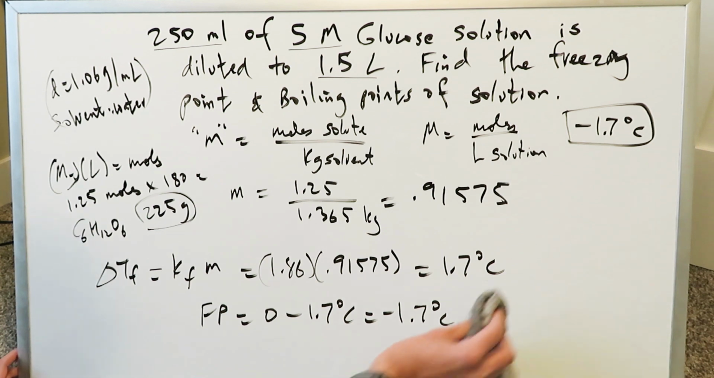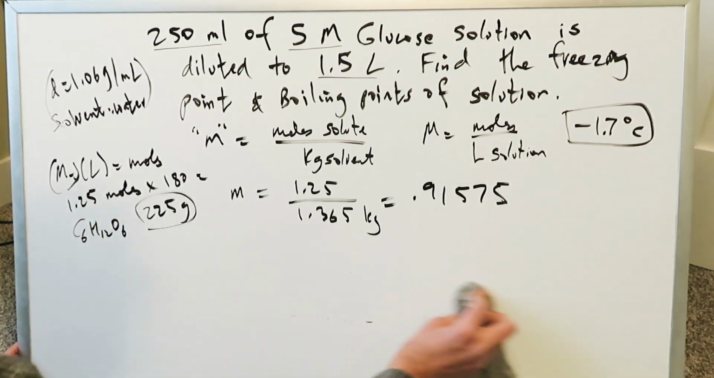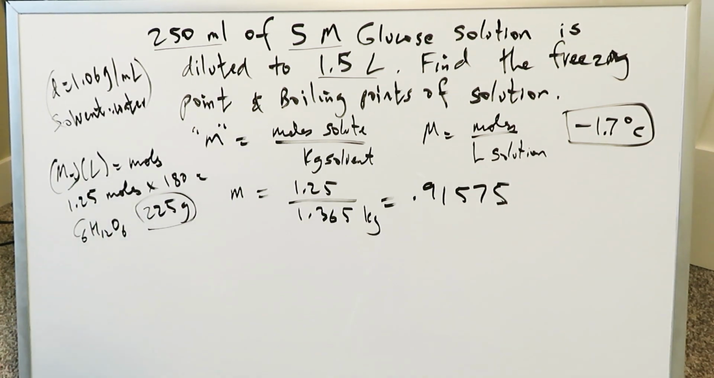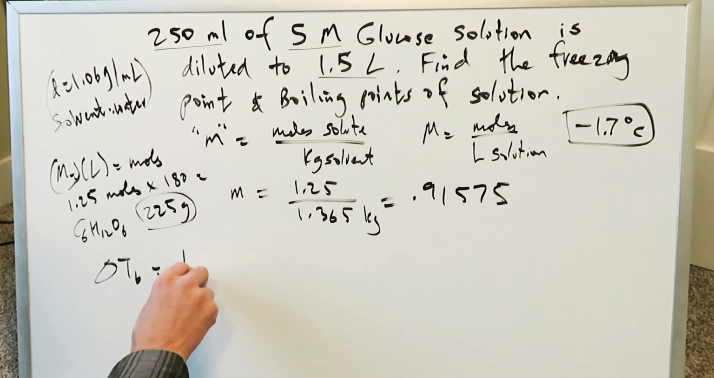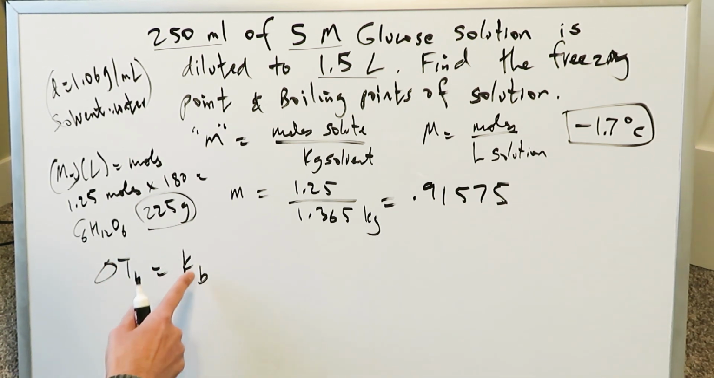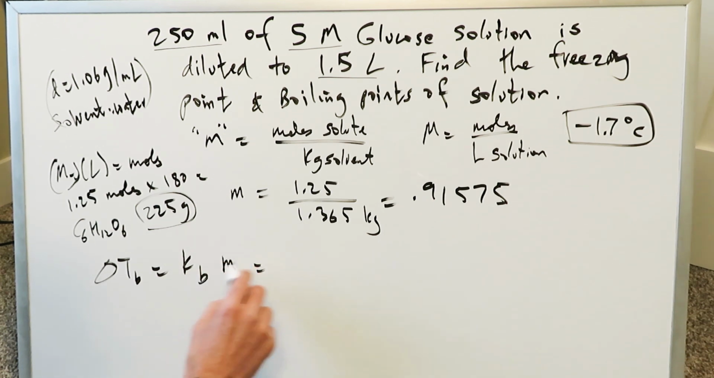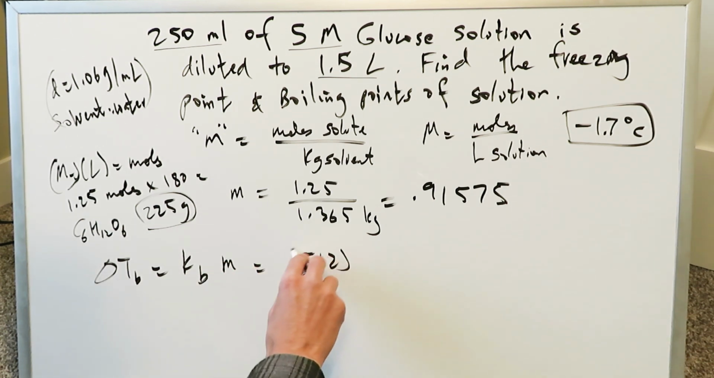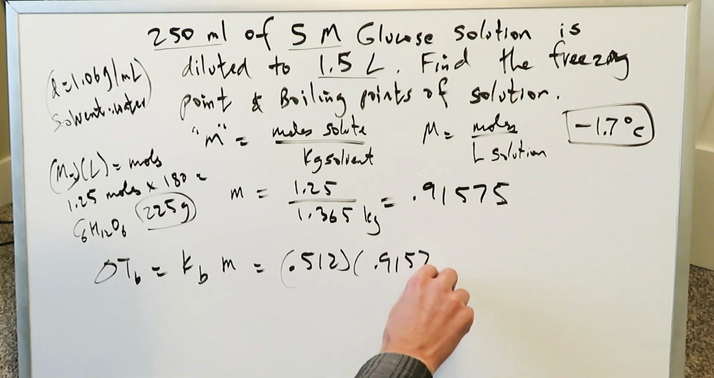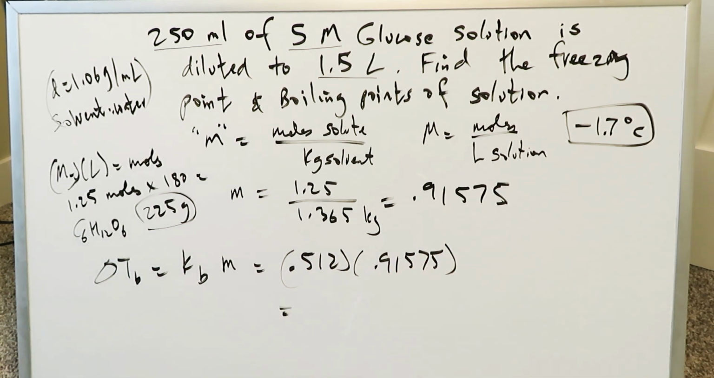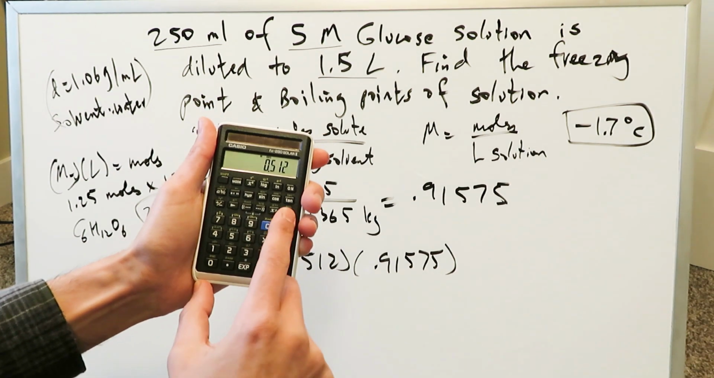Now what we have to do is determine the boiling point elevation, because the glucose solute particles in the water will elevate the boiling point of normal water to something higher. And what will that be? Your boiling point elevation is going to be the boiling point constant for water times your molality, which here is 0.512 times 0.91575, and we'll see what this value is. Everything is with regards to 100 degrees as a reference for the boiling point of water. So we have 0.512 times that saved value.